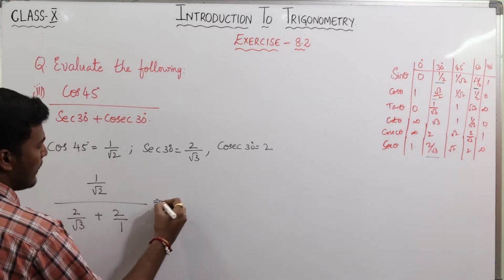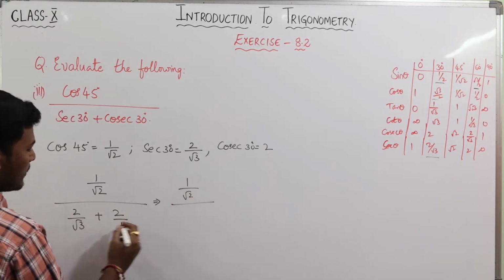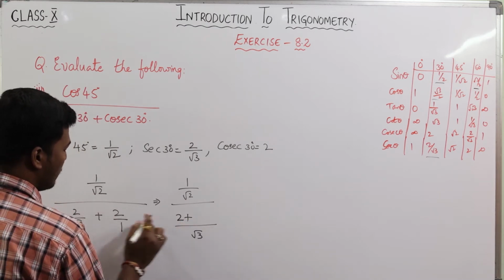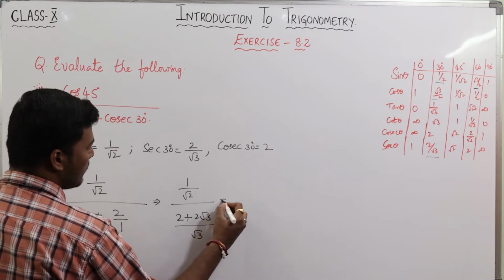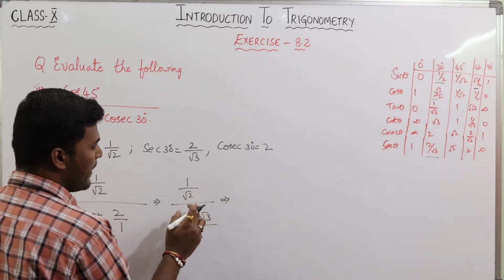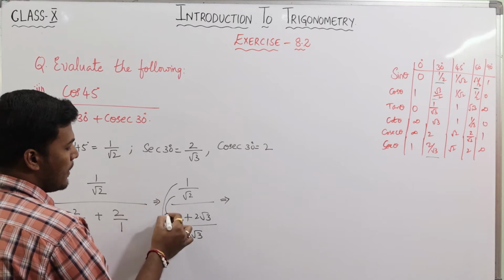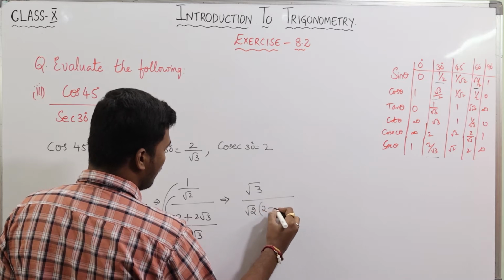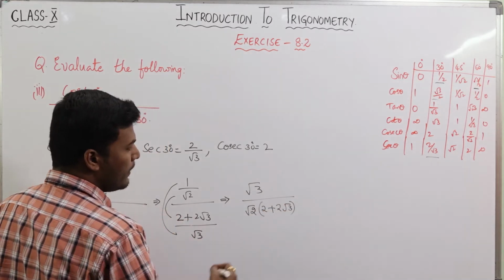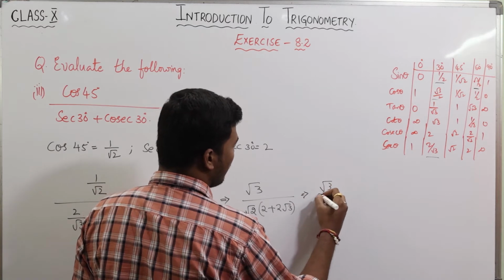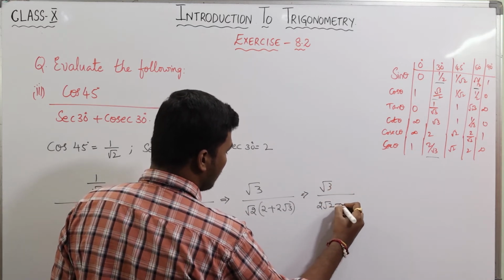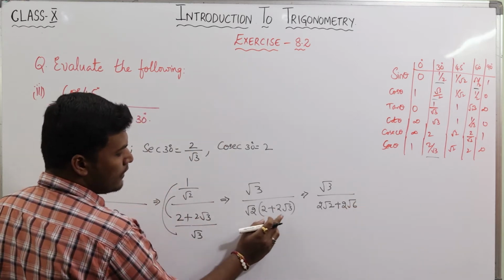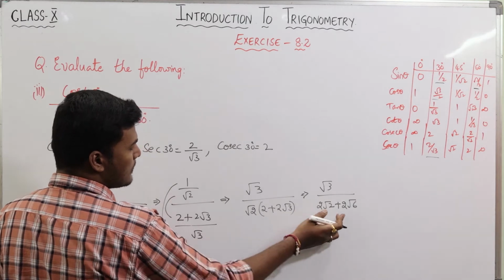Okay. Now let the numerator be as it is. Take the LCM in the denominator. It will become root 3, then 2 plus 3, 2 root 3. This implies A by B by C by D, which you can write as AD by BC. Then it will become root 3 by root 2 into 2 plus 2 root 3. Okay. This you can also write as root 3 by 2 root 2 plus 2 root 6. Why? Because root 2 into root 3 will become root 6, 2 as it is. Okay.